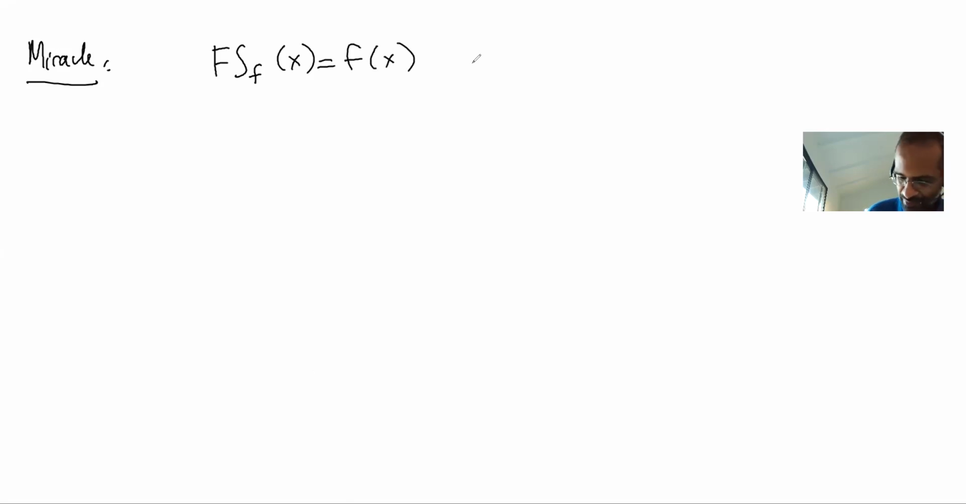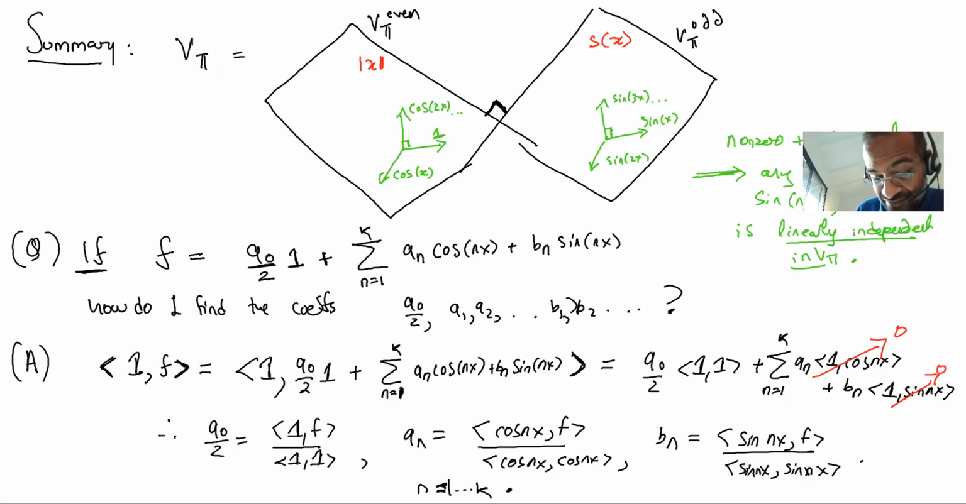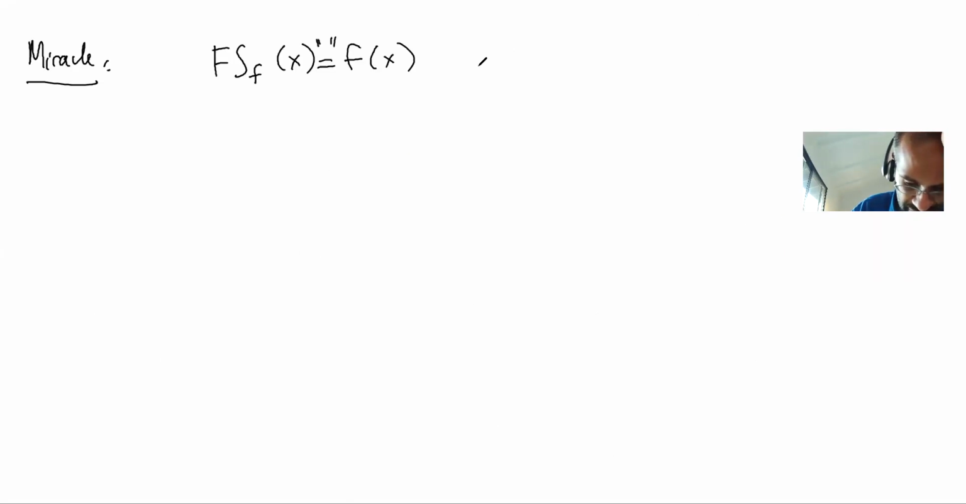But the miracle is that the Fourier series of a function is equal to the function, well, okay, we'll do this in detail next time. Almost everywhere. I don't want to say that, but let me just put this in quotes. And so what that means is that this orthogonal set actually behaves like an orthogonal basis of V pi, for all f in V pi.